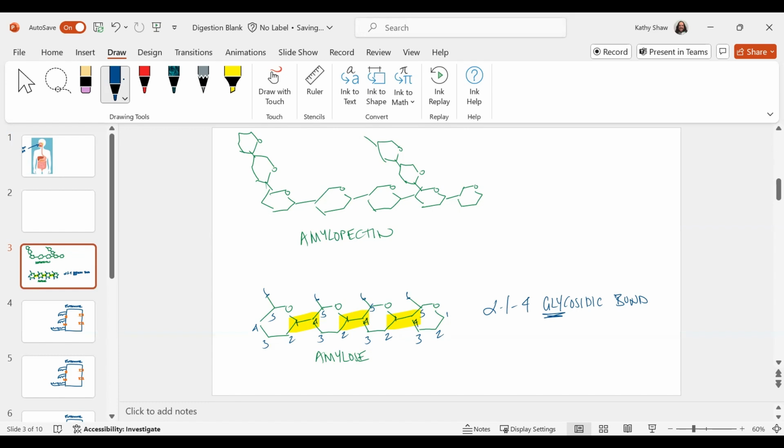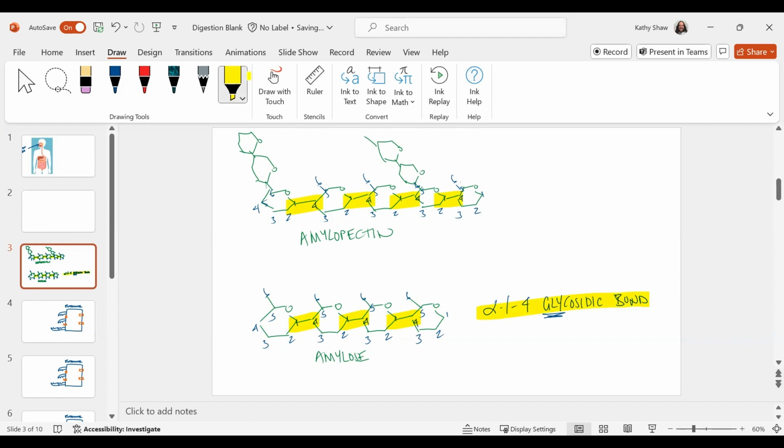When we look at our branched molecule, our amylopectin, we have our same numbering. I forgot my carbon 6. When we look at the linear part of the chain, we have exactly the same thing in terms of bonding: a carbon 1 to a carbon 4, 1 to 4, 1 to 4, 1 to 4. Those bonds are our alpha 1,4 glycosidic bonds.